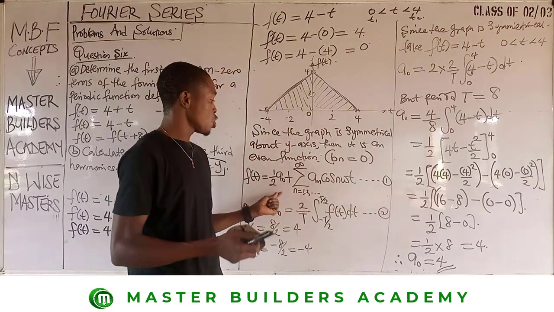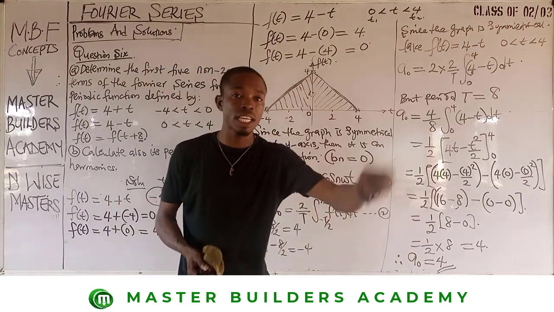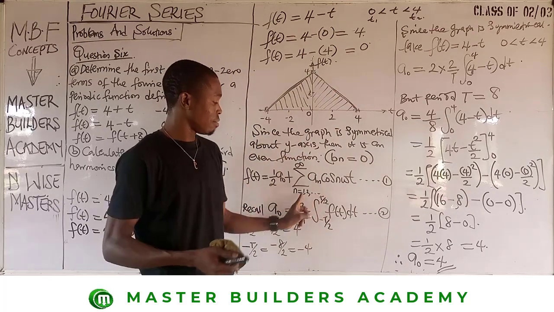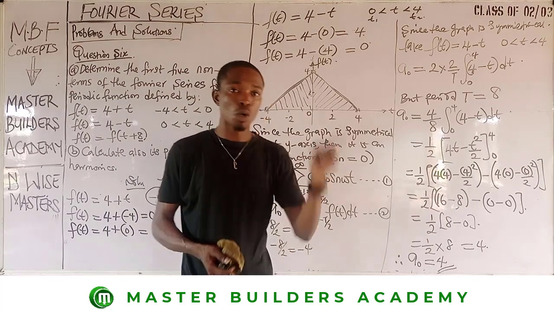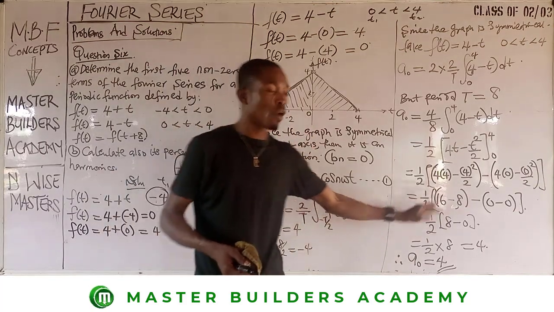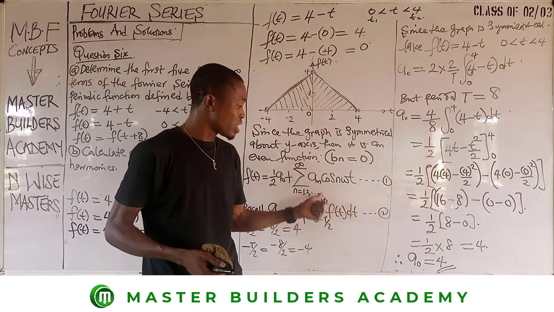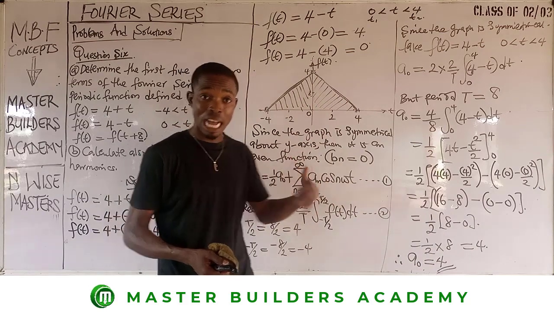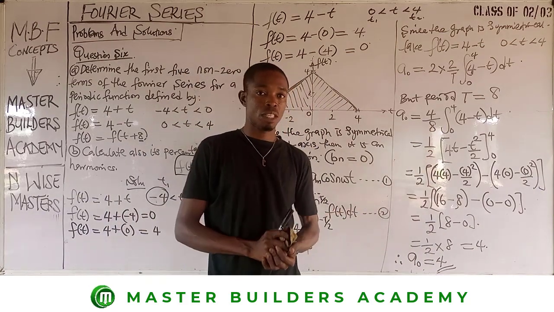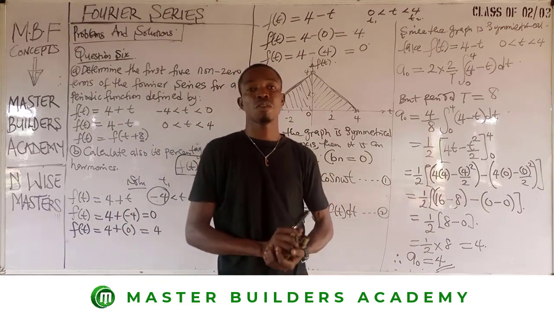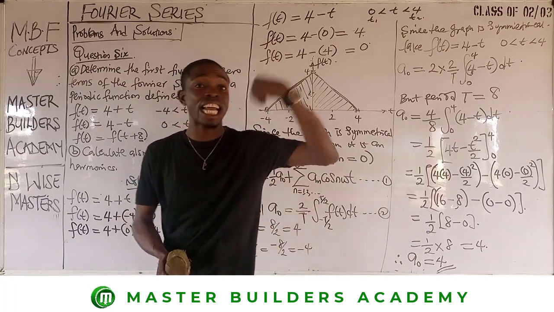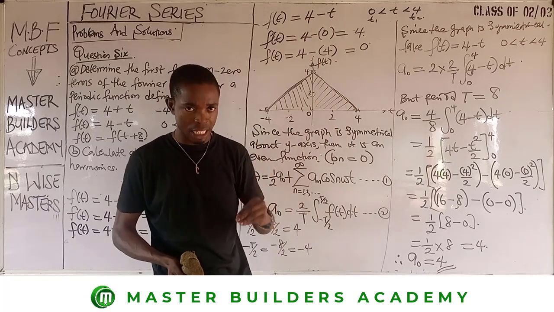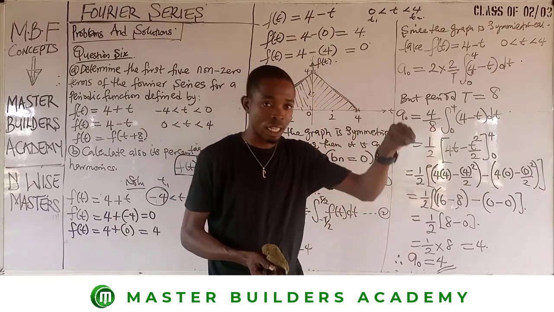A naught appears once, but AN continuously appears at different values: when n is 1, when n is 2, when n is 3. There is only one value for A naught, but for AN we have multiple values, in fact infinite values. So what we need to do now is find AN. After obtaining AN, we can begin to substitute when n is 1, when n is 2.